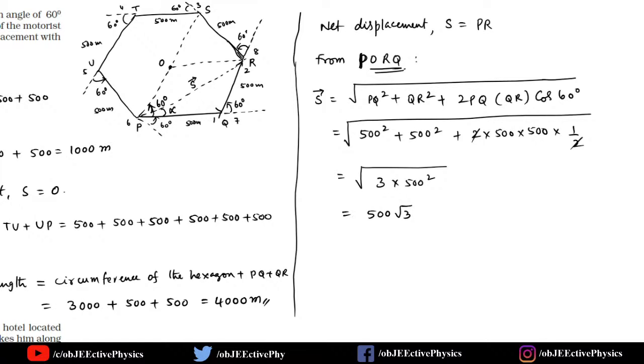500 root 3. We know the value of root 3 is 1.732, into 5. This can be written as 5 root 3 into 100. So 5 root 3 is 8.66 into 100, or that is equal to 866 meters. Next, direction.